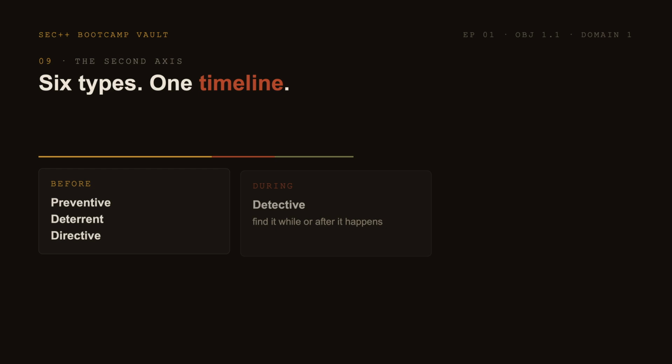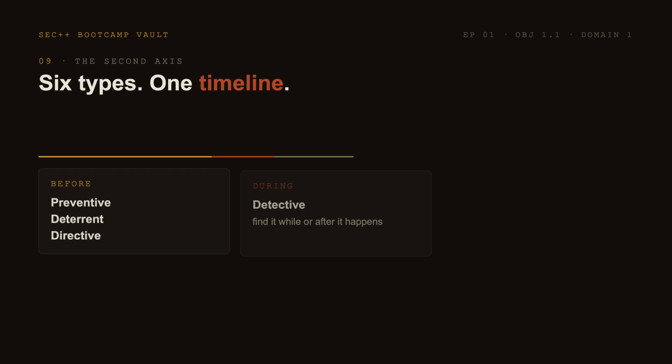And then there is one oddball off to the side. The Compensating Control. That is your backup plan when the control you really want is not an option. Keep this timeline in your head. Almost every question about types comes down to, when does this control act, and who is it aimed at?